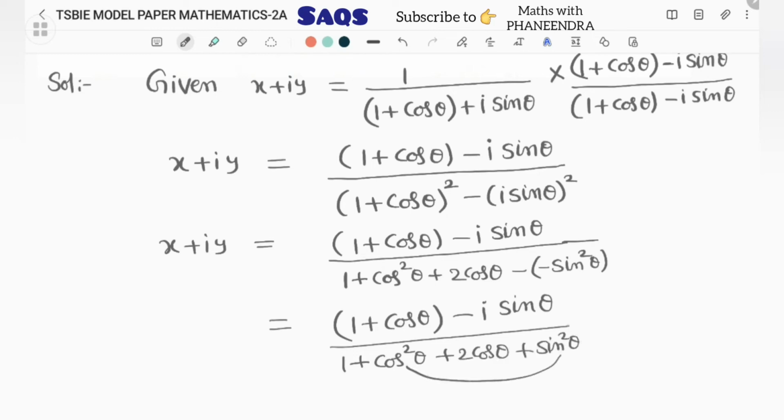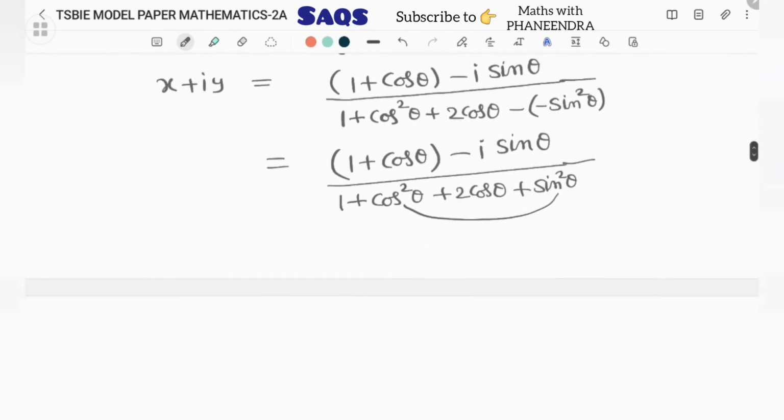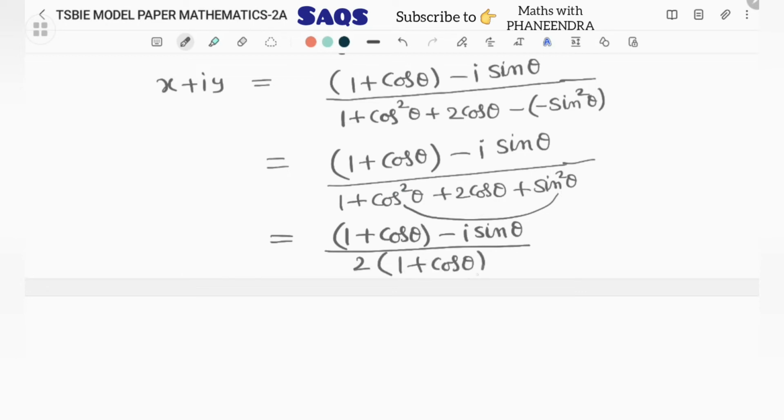Sin square theta plus cos square theta value is 1. So which is equal to 1 plus cos theta minus i sin theta divided by cos square theta plus sin square theta is 1. 1 plus 1 is 2. So 2 plus 2 cos theta, 2 take common, 1 plus cos theta. Here directly I am writing, dear students. I hope you understand that. Cos square theta plus sin square theta value is 1. 1 plus 1 is 2. 2 plus 2 cos theta. So 2 we are taking common. This is x plus iy.